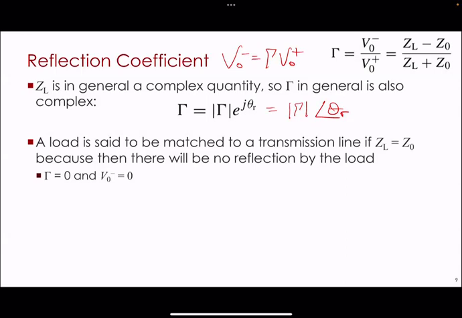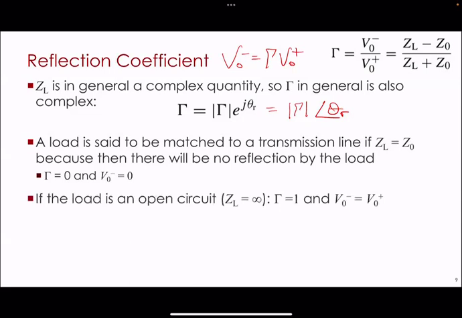So look at our equation, ZL equals infinity. Infinity minus, for this line, 50, over infinity plus 50. 50 is pretty small compared to infinity, right? So it's just equal to 1. A reflection coefficient of 1 has V0 minus equals V0 plus. Everything gets reflected. So that's that one.